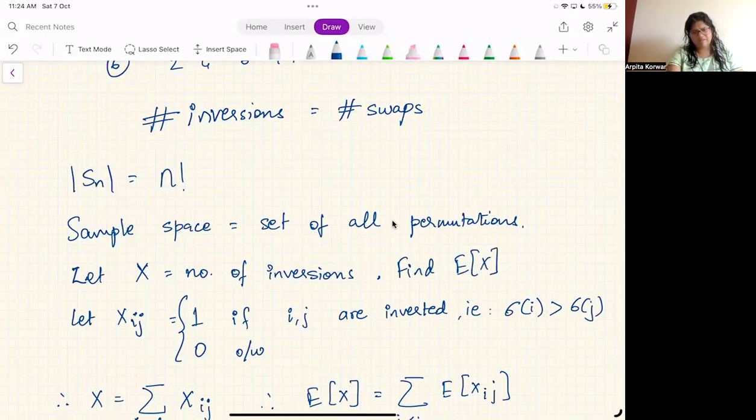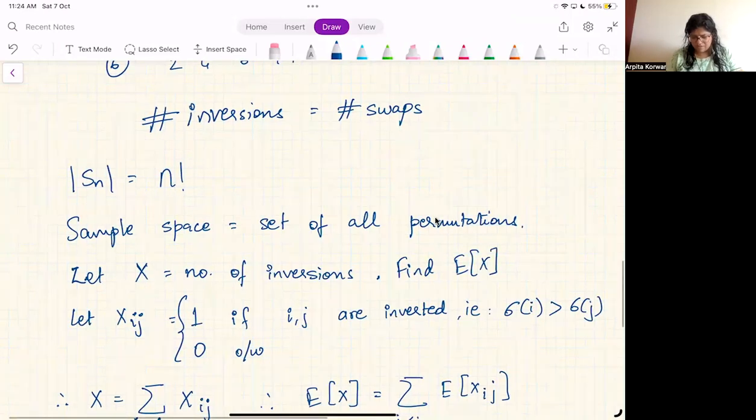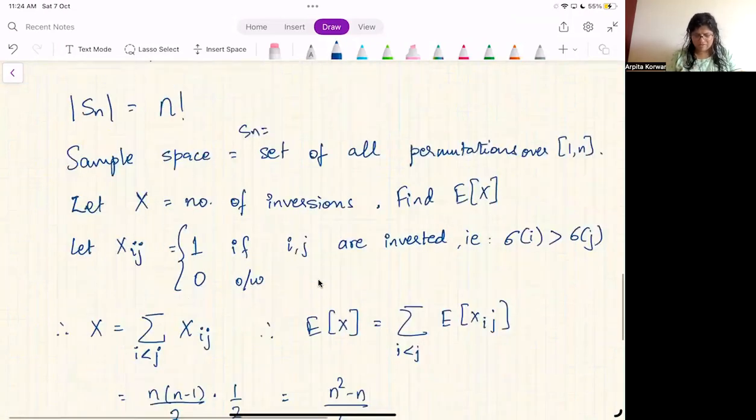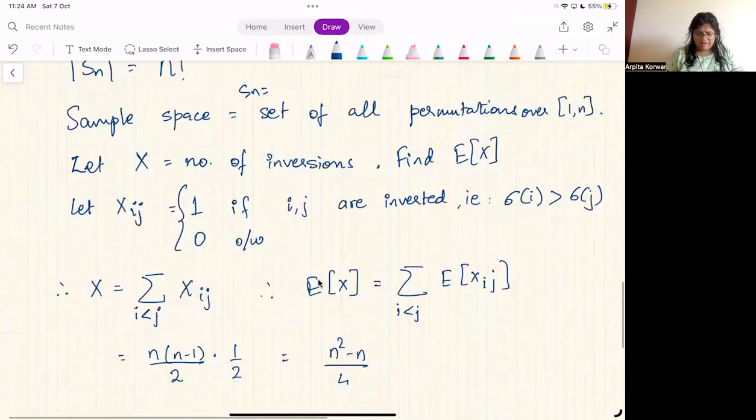What is your sample space? It is the set of all permutations over the set 1 to n, which is Sn. The size of Sn is n factorial. Each permutation occurs with equal probability, and you have to find the expected value of the number of inversions. So that will be our answer.